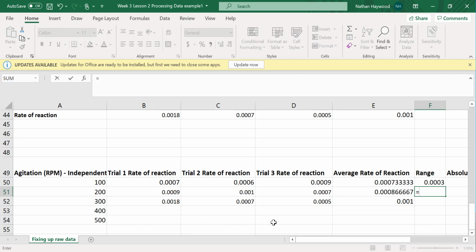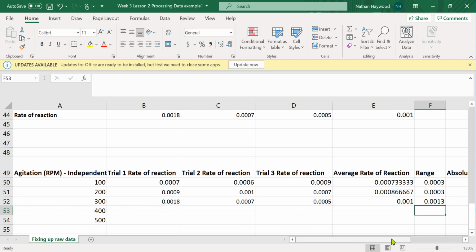For 200 RPM, this one minus this one. And then this one, this was the fastest, minus this one. So now that we found the range, you can see the first 200 RPM has quite a small range, and then 300 RPM has quite a large range.